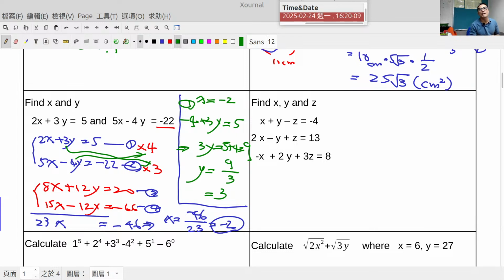Number 4, find the value of x, y, and z. Oh, sorry. Thank you for the reminder.